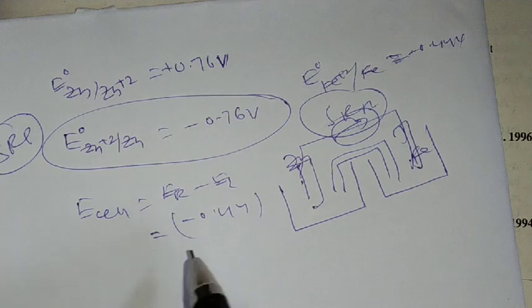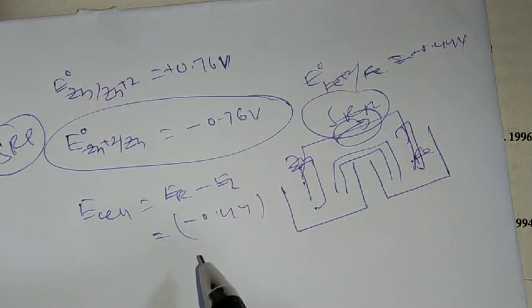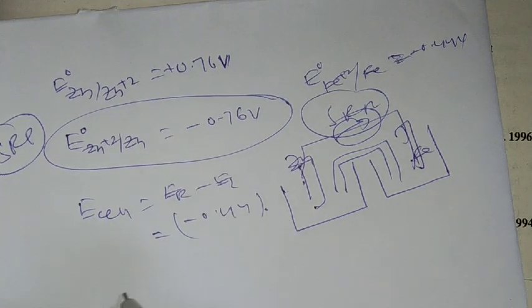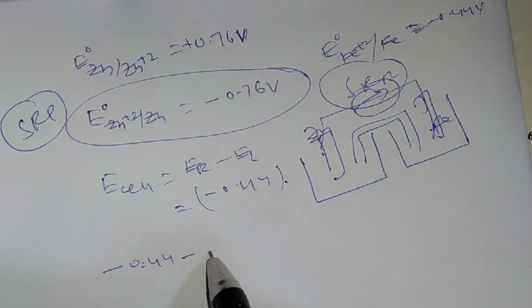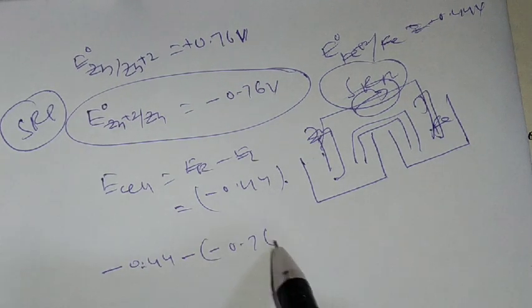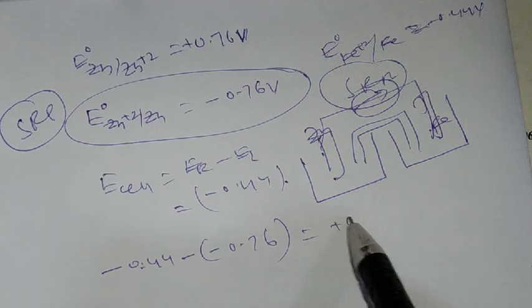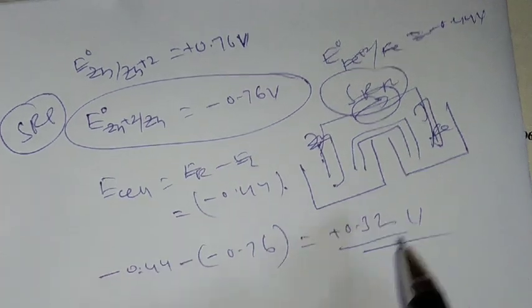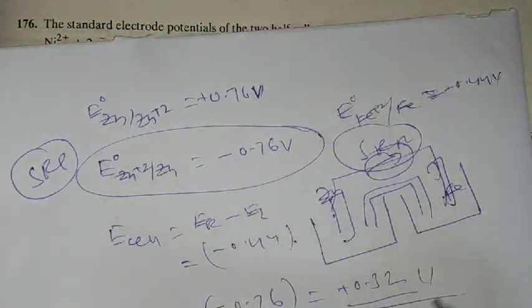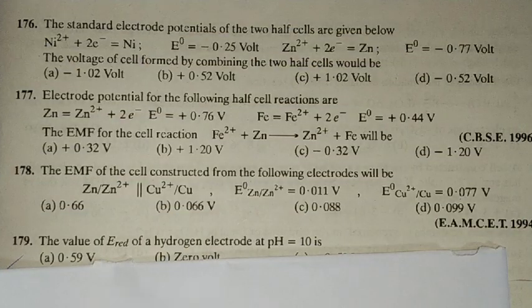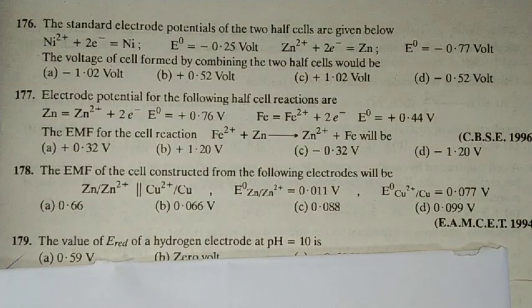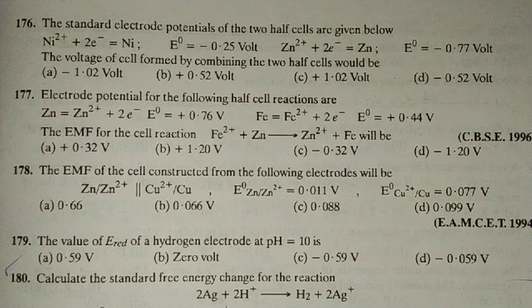Is it okay? So E right value minus 0.44, minus, here I am writing again, minus 0.44 minus 0.76. If you simplify, you'll get plus 0.32 volts. That means with the zinc and iron combination, you can create this much voltage. Is it okay? Now what is our option here? Plus 0.32 volts.